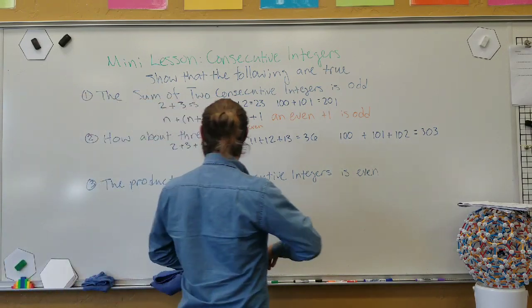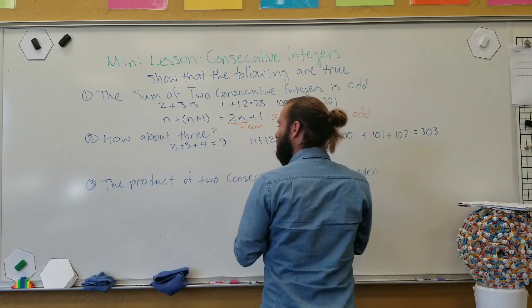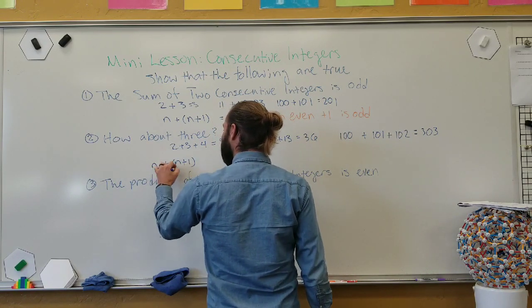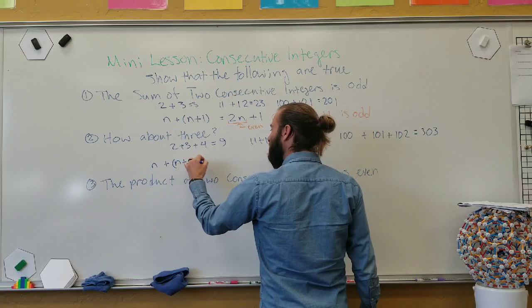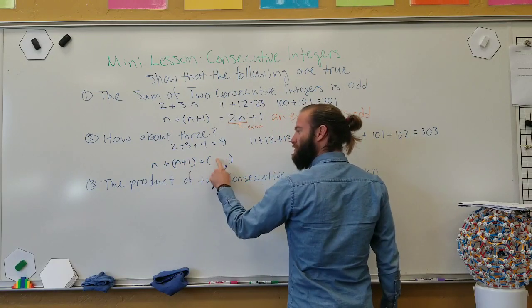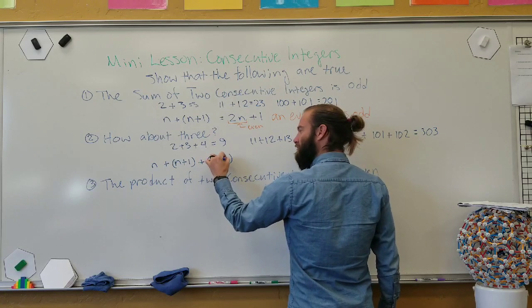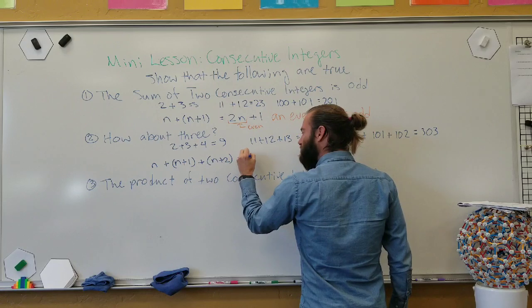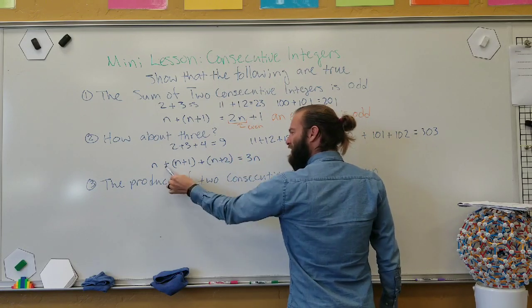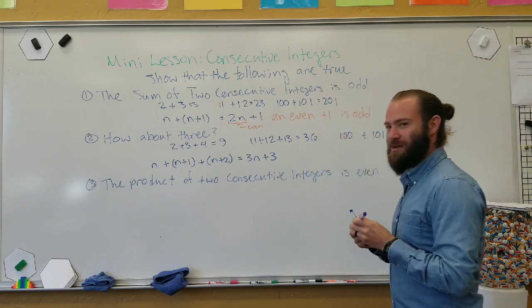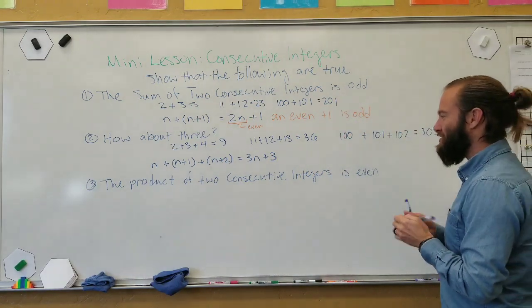Let's actually get to an answer here using the same idea with my expressions. We've already seen that n plus 1 is like 2 consecutive integers. Well, if I'm doing 3 consecutive integers, what's the next one? n plus 1, and n plus 2. And if I simplify this, n plus n gives me 3n, and then 1 plus 2 gives me 3. Wait a minute, 3n plus 3.